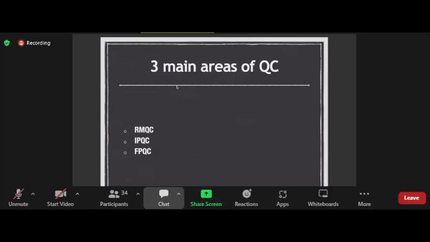Okay, so in QC, in the manufacturing company, we have three main areas. We have your RMQC. So what is the meaning of RMQC? Anyone? Raw material quality control po. Your raw material quality control. And then we have IPQC. How about IPQC? In-process quality control. Very good. And then lastly, we have your FPQC. Finished product quality control.